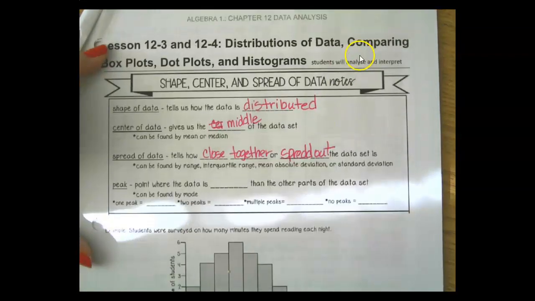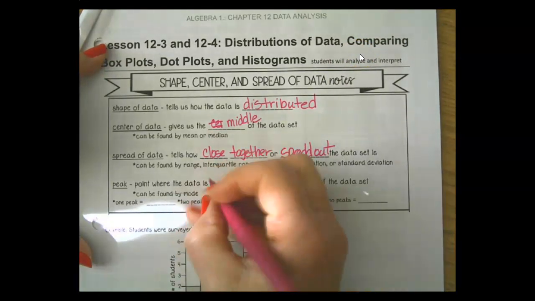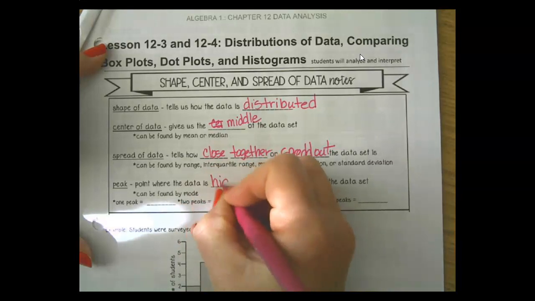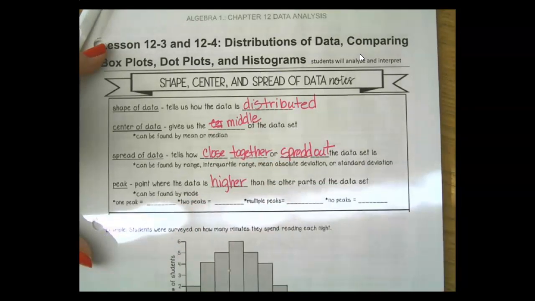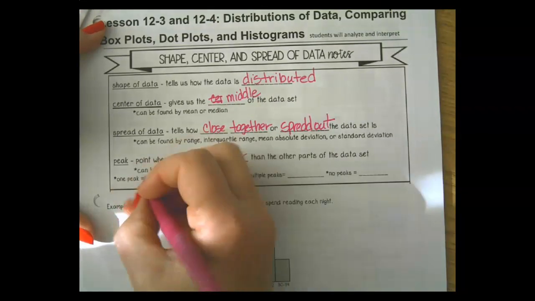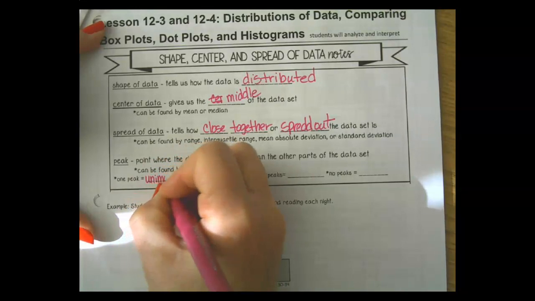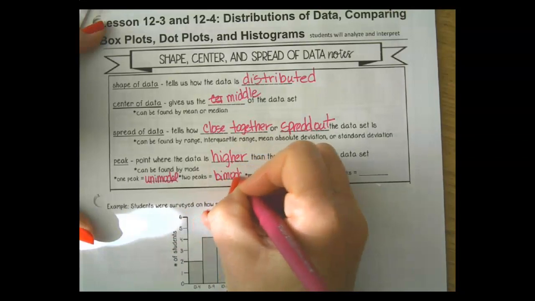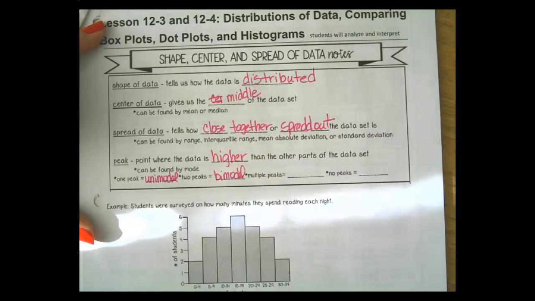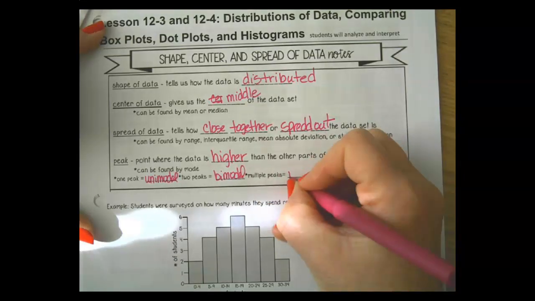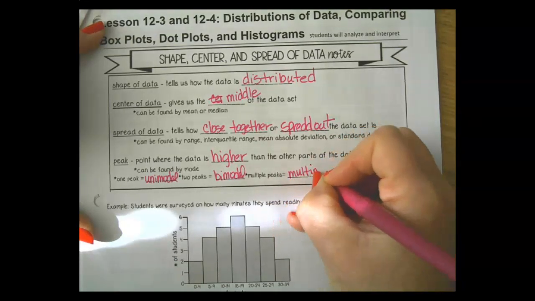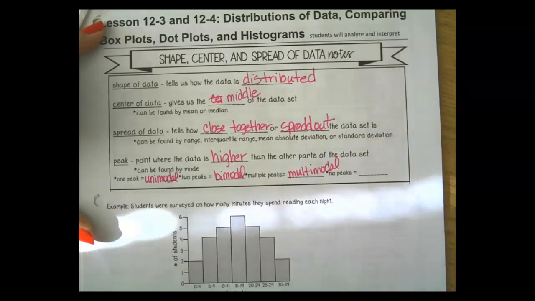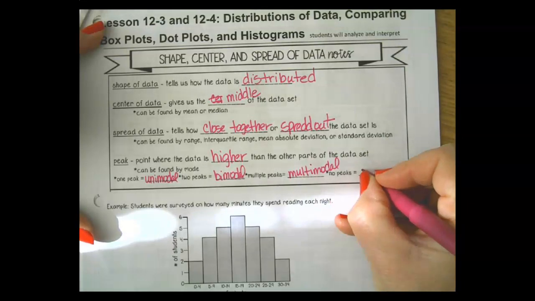A peak is the point where the data is higher than the other parts of the data set. It can be found by the mode. One peak means it's unimodal, uni meaning one. Two peaks is bimodal. Three or more is multimodal. And no peaks means uniform.